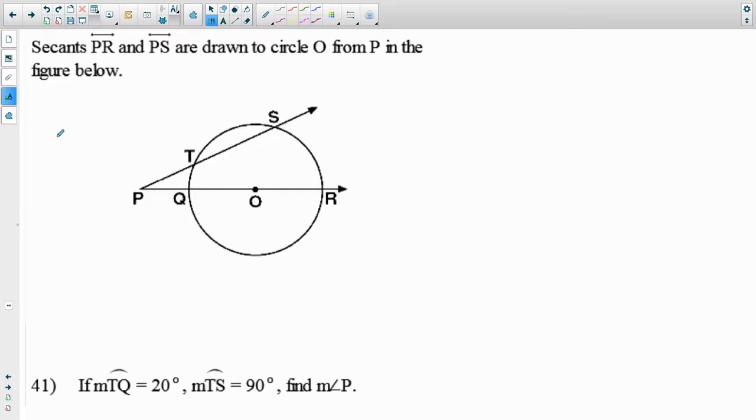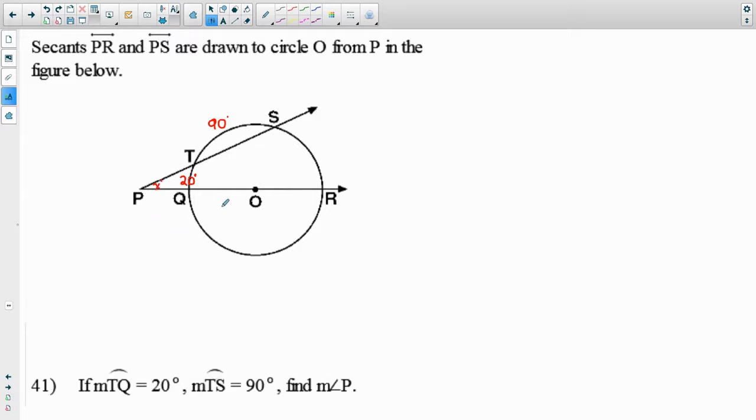So here we go. If the measure of arc TQ is 20 degrees, so I'm going to come right here, be careful, I'm just going to put it right there, 20. I'm going to put it right on the circle, so I don't want it to get confused with the angle P. And the measure of arc TS is 90 degrees. I'll put it on 90 right here. Find the measure of angle P. Now, there's no x's in this problem, so I might as well just put an x out here in that angle, because that's really what we're looking for, angle P.